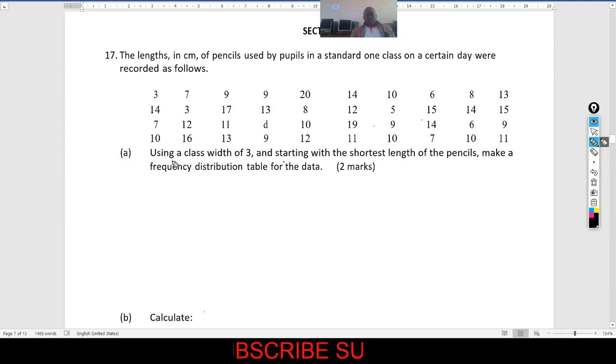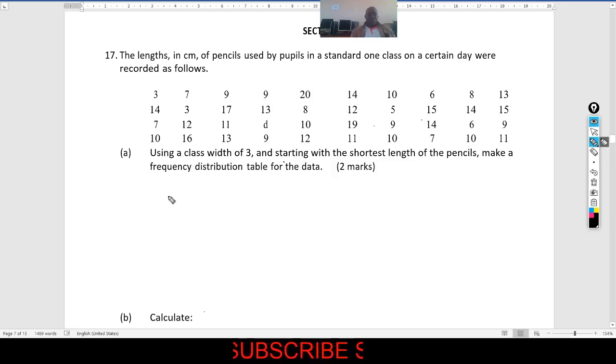Then you are asked to use a class width of 3, so you are given the width to use. Sometimes you may not be given the width to use, but in this case you are given the width to use. You are told that you start with the shortest length. Of course, you have to start with the shortest length. You make a frequency distribution table.